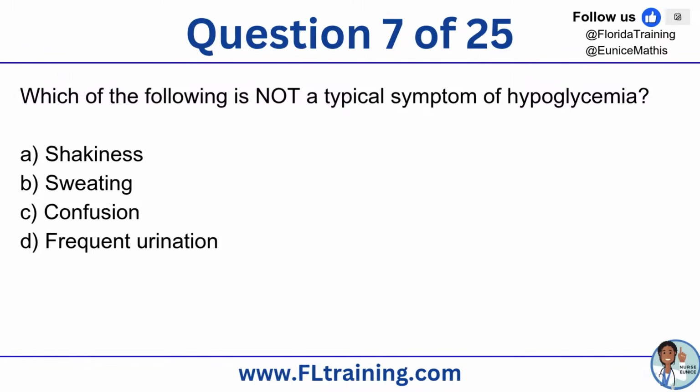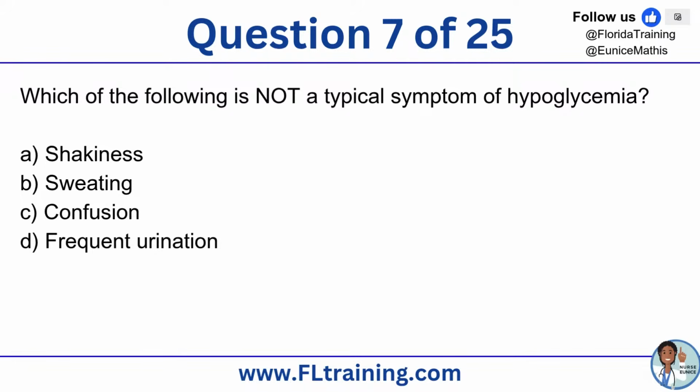Question 7. Which of the following is not a typical symptom of hypoglycemia? Is it A, shakiness, B, sweating, C, confusion, or D, frequent urination? Again, the question says which is not a typical symptom.